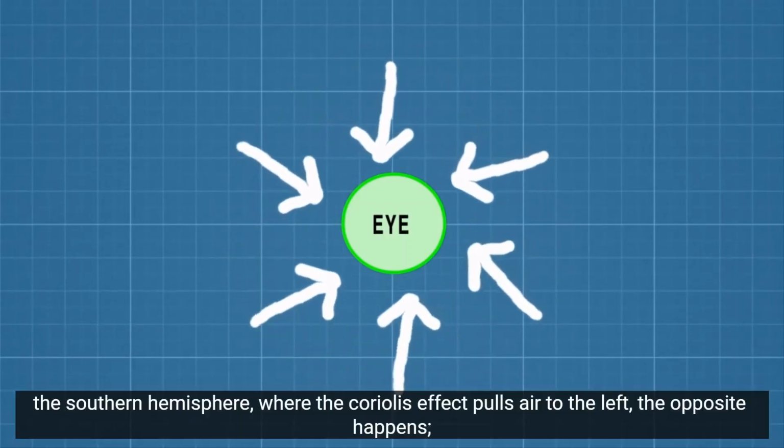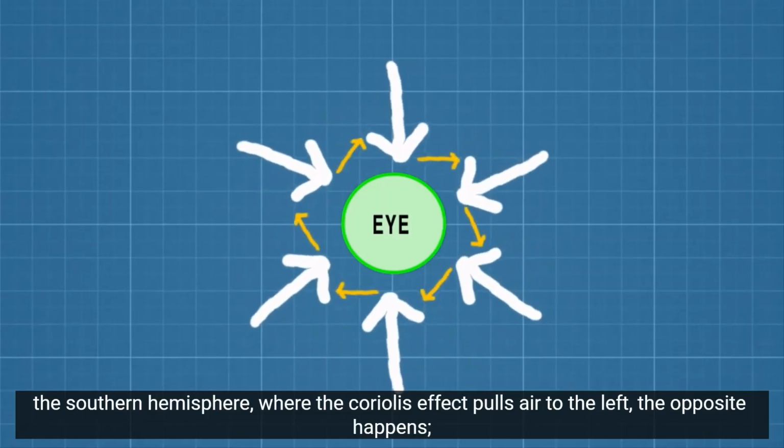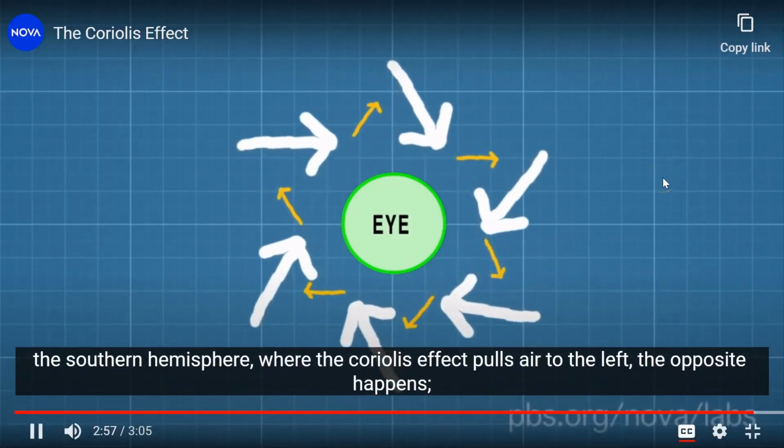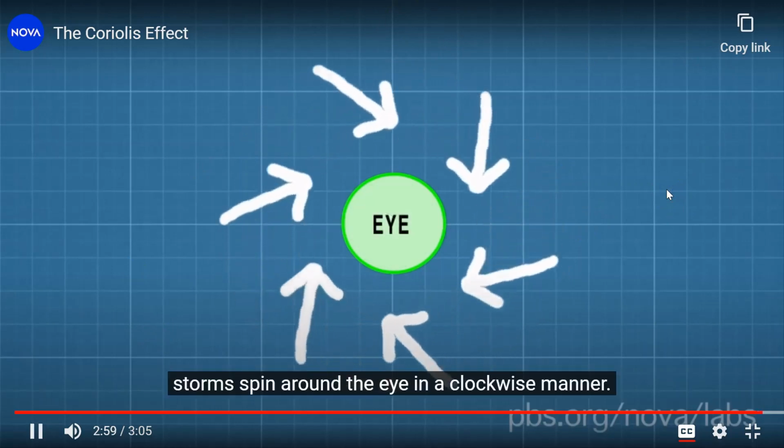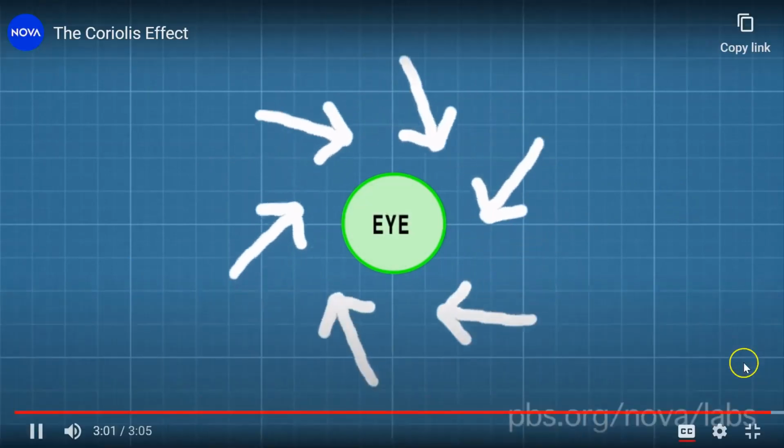In the southern hemisphere, where the Coriolis effect pulls air to the left, the opposite happens. Do you remember the plane that was going south from somewhere like Brazil? It was deflected to the right and downward. So the opposite happens to this one, and the rest of them similarly. So now you have what? A clockwise rotation. Storms spin around the eye in a clockwise direction.